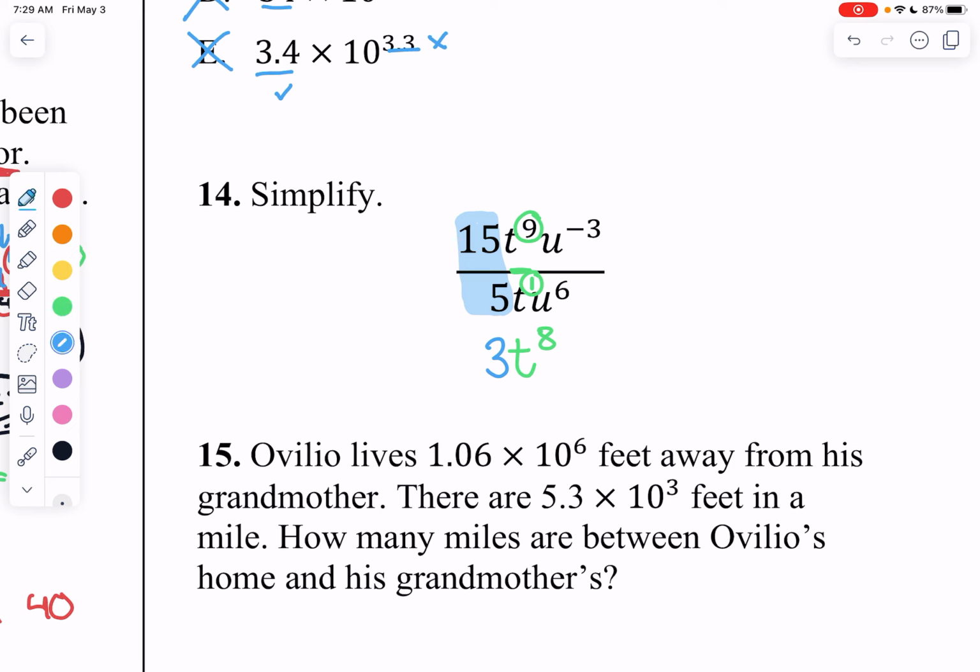And then last but not least, I got my u's. So u, we will drop the base and then subtract my exponent. Negative 3 minus 6 is going to be negative 9.